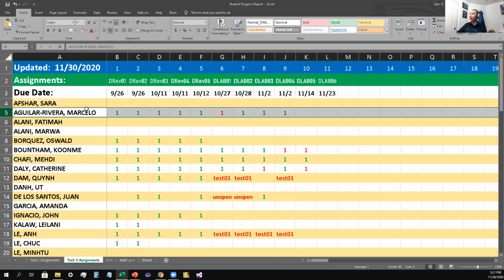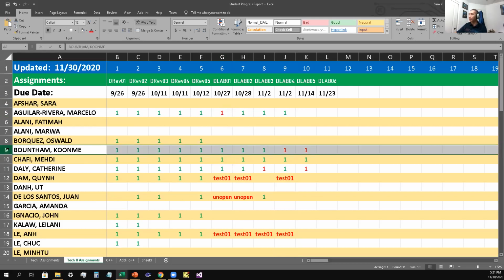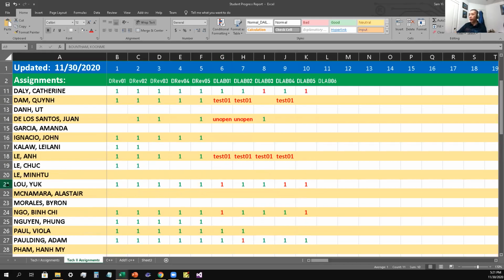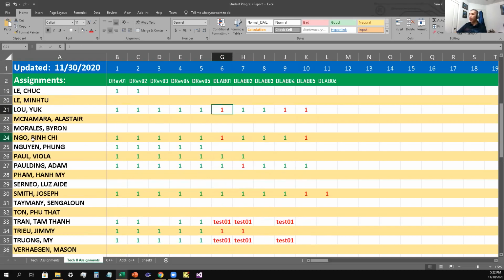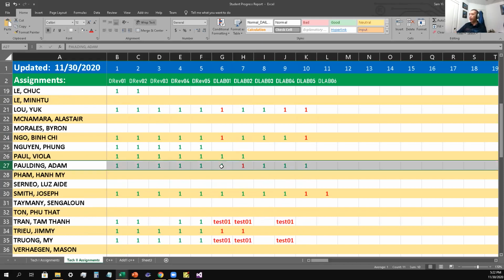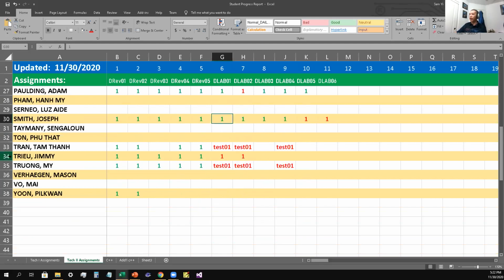As you can see, this gentleman is brand new and he's able to do it. Catherine is able to do it. Mr. Mehdi is able to do it. Kumi did it. Mr. Michael is able to complete. Ben Chi has completed his, and Viola did hers. Adam completed his. Mr. Smith completed his, and Jimmy True completed his.